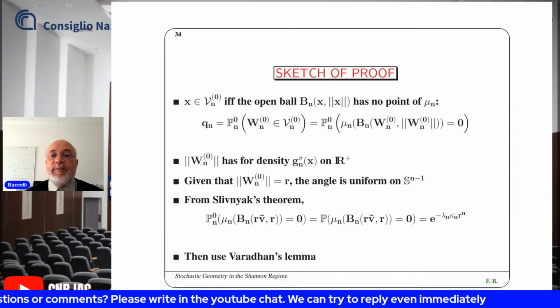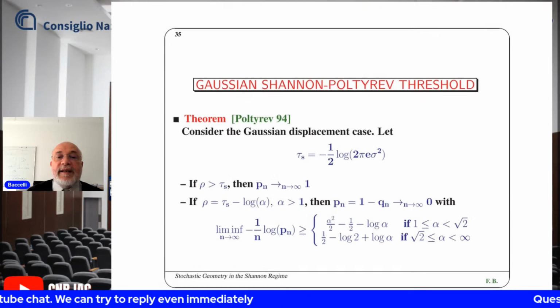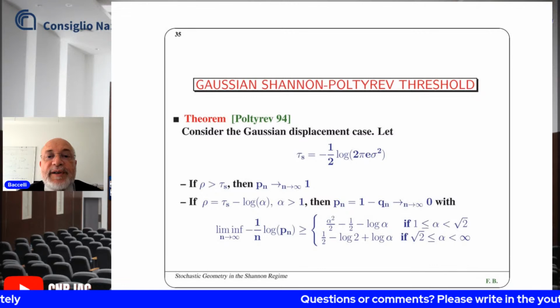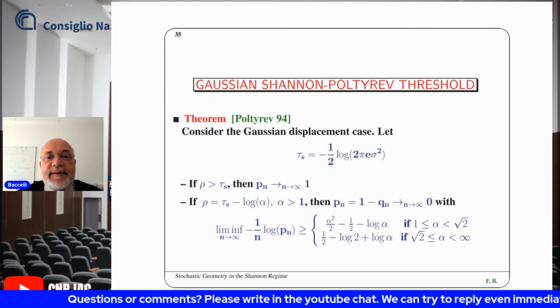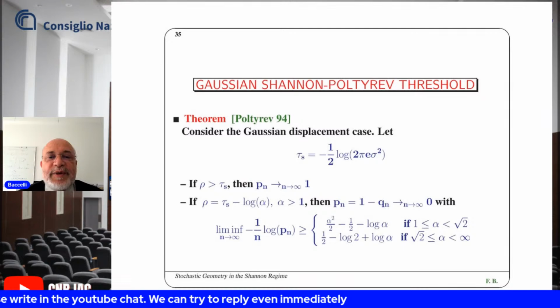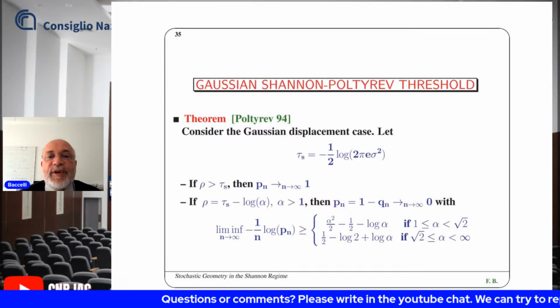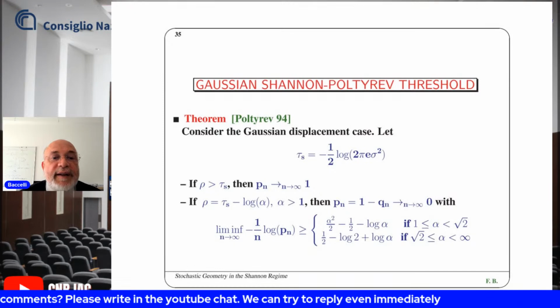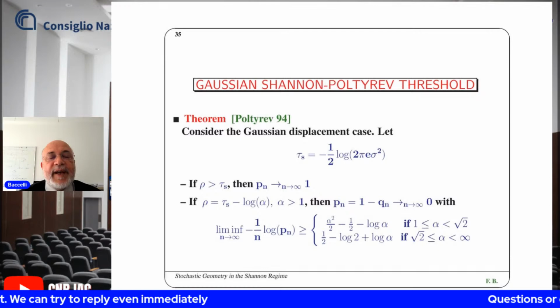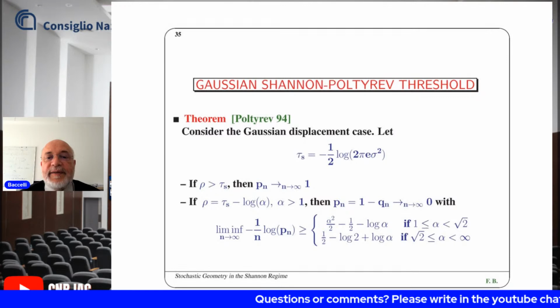And then you use Varadhan's lemma to get a result, which is the one which was studied by Poltyrev, that the Shannon threshold below which you can decode in terms of sigma and above which you cannot decode is given just by the classical, I mean, you recognize an entropy of a Gaussian. If rho is more than tau_s, then P_n tends to one. If rho is less than tau_s, then P_n tends to zero.